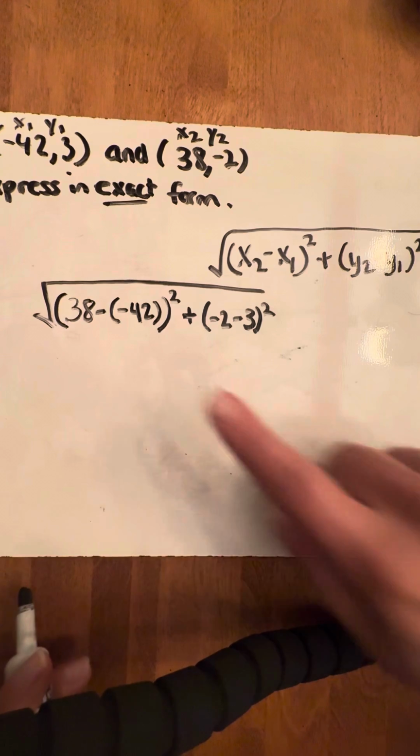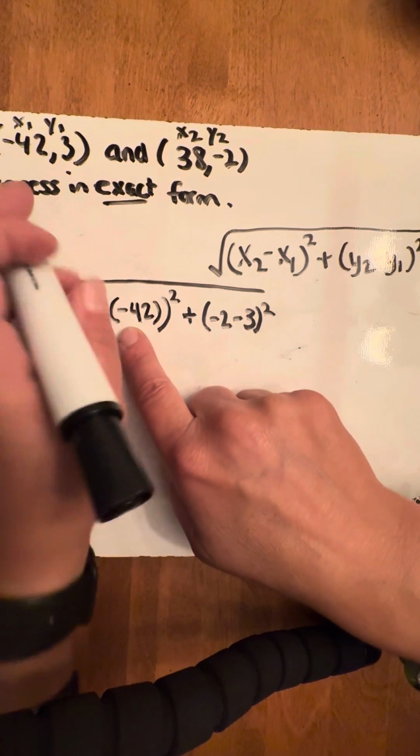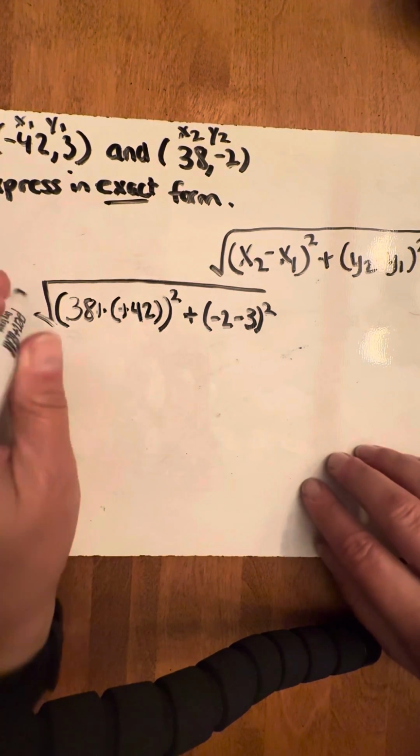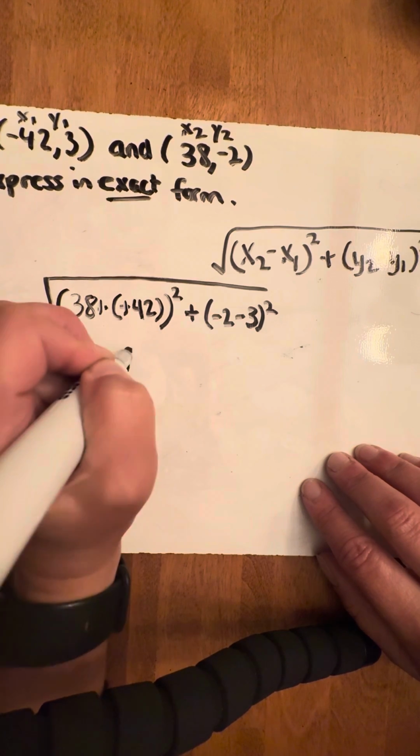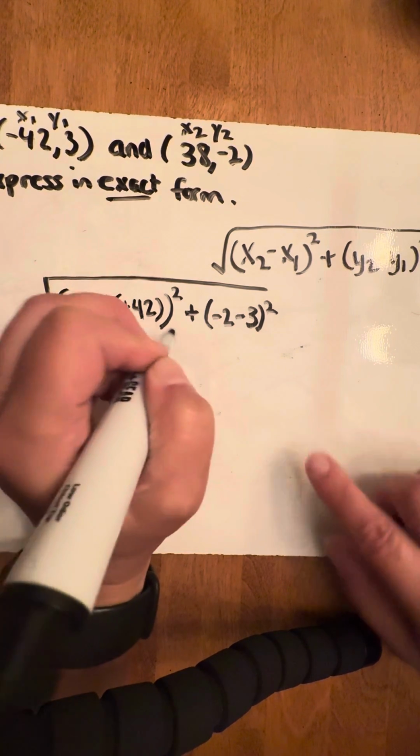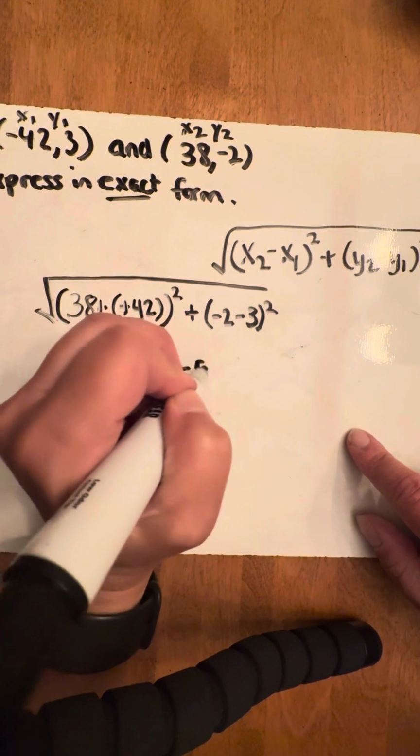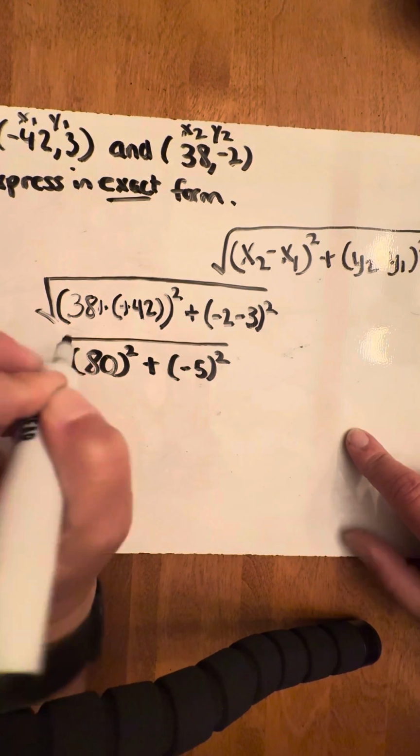So what we're going to do is simplify this down a little bit. So 38 minus a negative, which would be positive, so you would actually add the opposite. And that's going to give you 80. So we'll have 80 squared, plus negative 2 minus 3, which is negative 5, when combined together, squared. And then we're going to square root that answer.